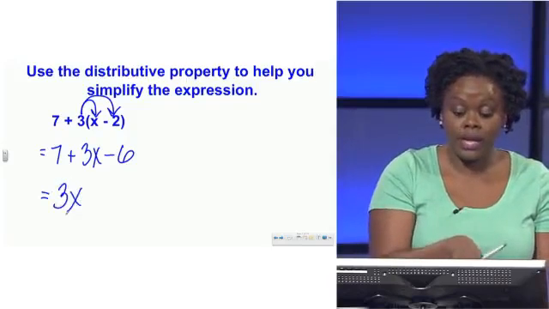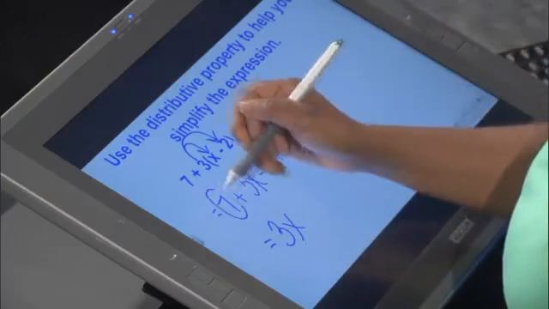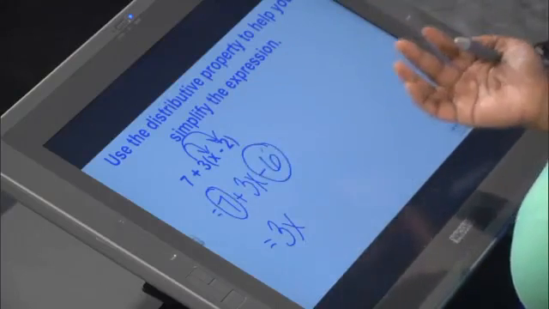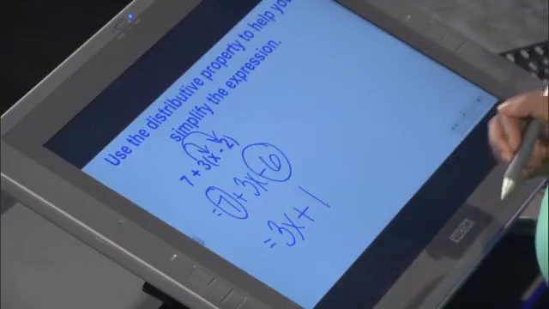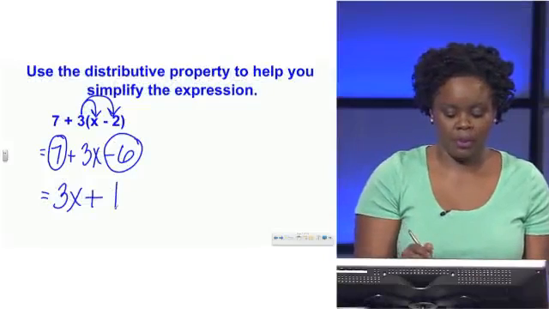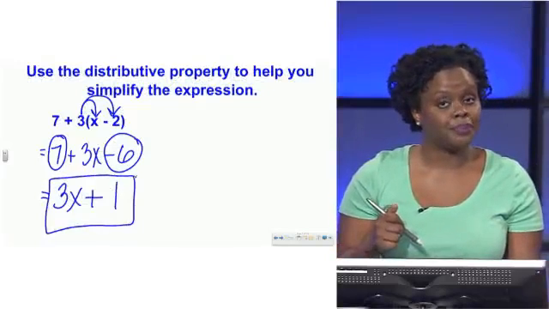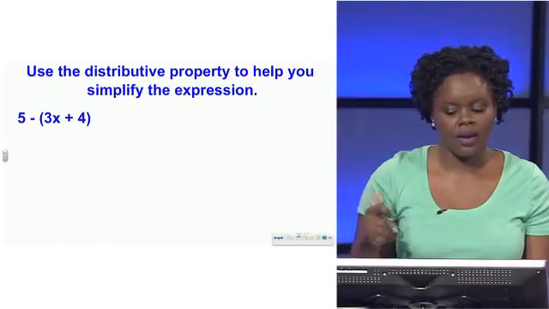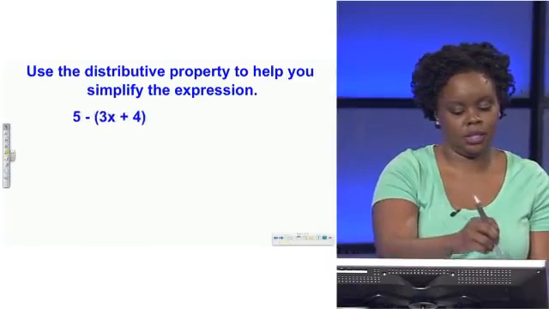But I have 2 constant terms that I can combine to write it more simply. So 7 minus 6, that's 1. So that means I can write that as a plus 1. So you applied the distributive property and you simplified that original expression to 3x plus 1. Okay? Let's keep going. All right, now this one. Let's do the same thing. Let's move that over a little bit.